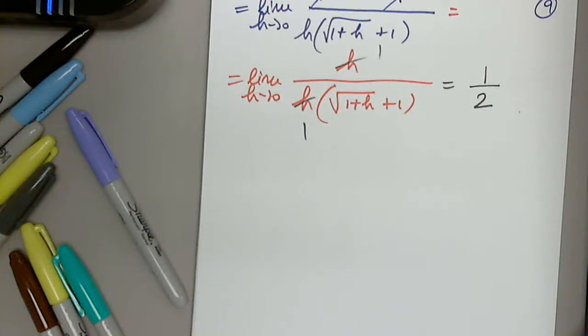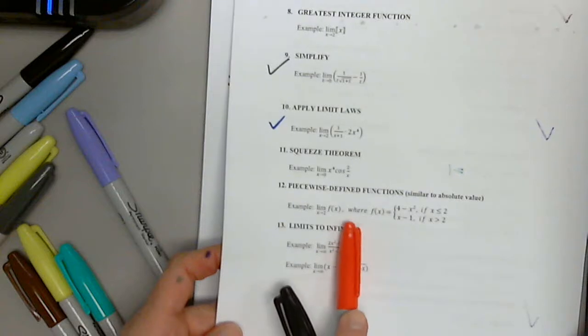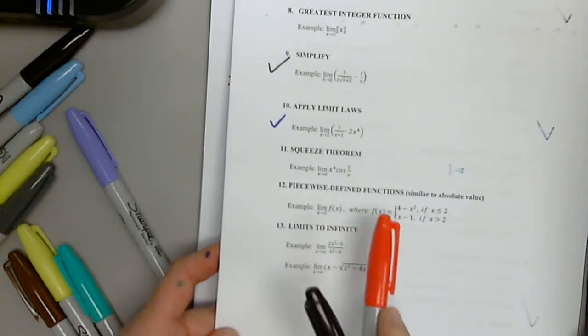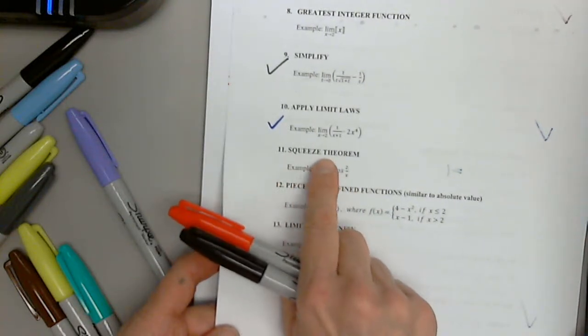Okay, how are we doing so far? I would like to look at number 12 from the handout. And then I would like to talk about the squeeze theorem.